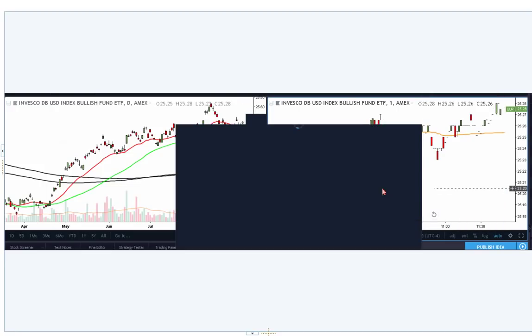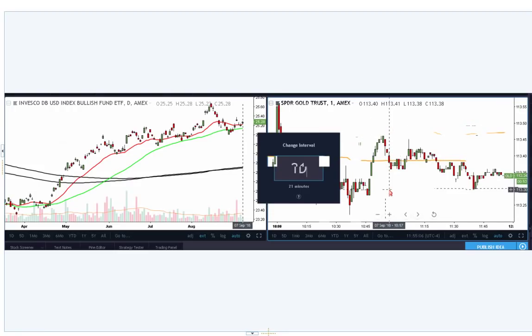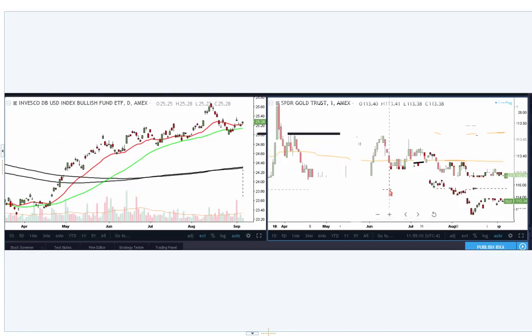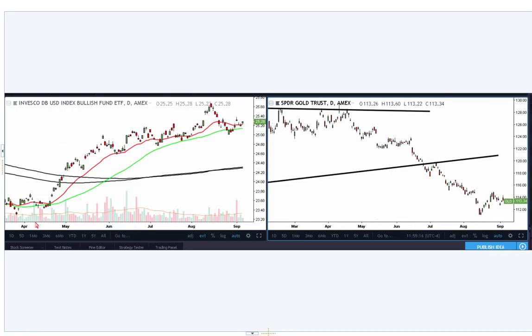All right, so let's take a look at gold on a daily chart. So check this out, guys. From April to, let's say, somewhere in the mid-August, look what the dollar did, guys. Look at the dollar. US dollar, straight up. Look at gold from April till August. Straight down. See that? Inverse relationship.